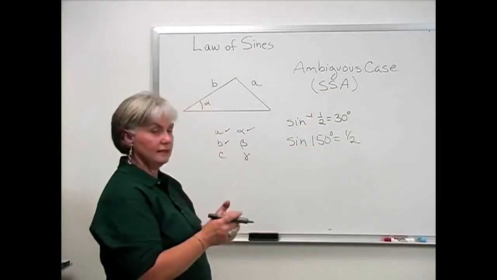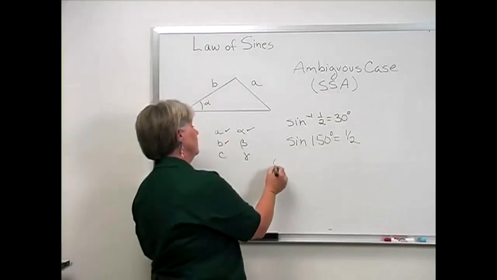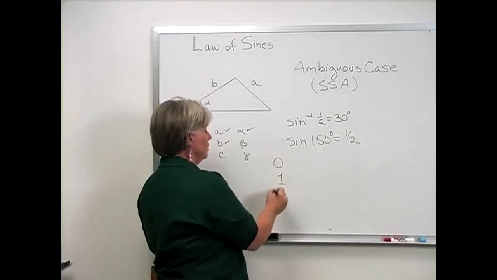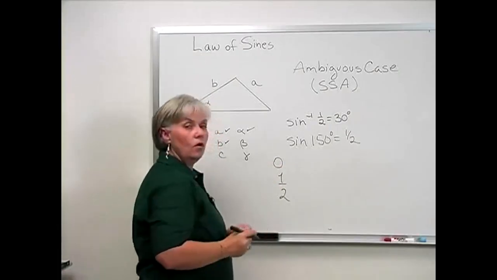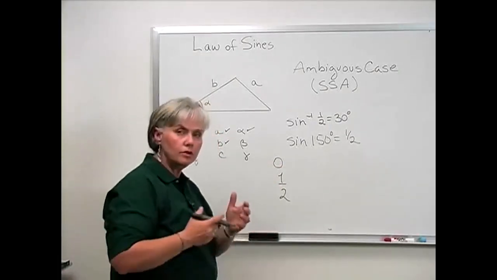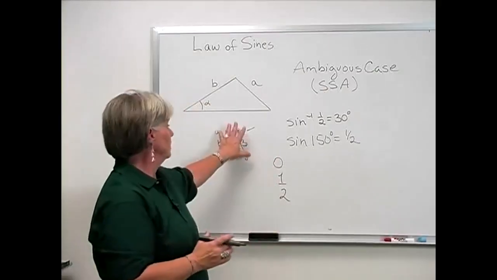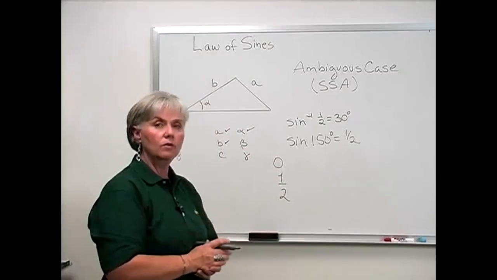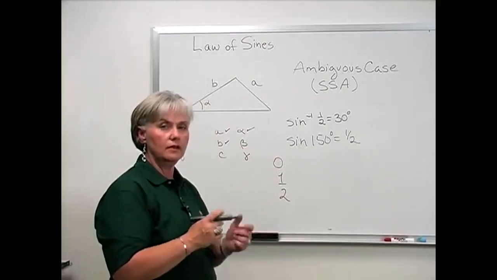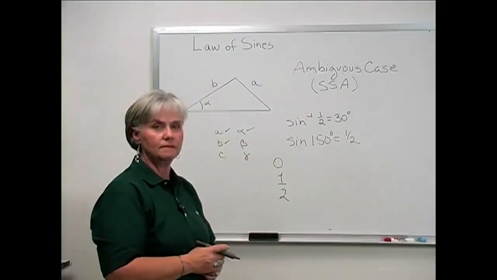Now, the ambiguous case has three possible outcomes. You can have 0 triangles, you can have 1 triangle, or you can have 2 triangles. But I'm going to show you how you can find that out very quickly. We're going to continue with this technique, and now we'll solve an example using the law of sines ambiguous case.